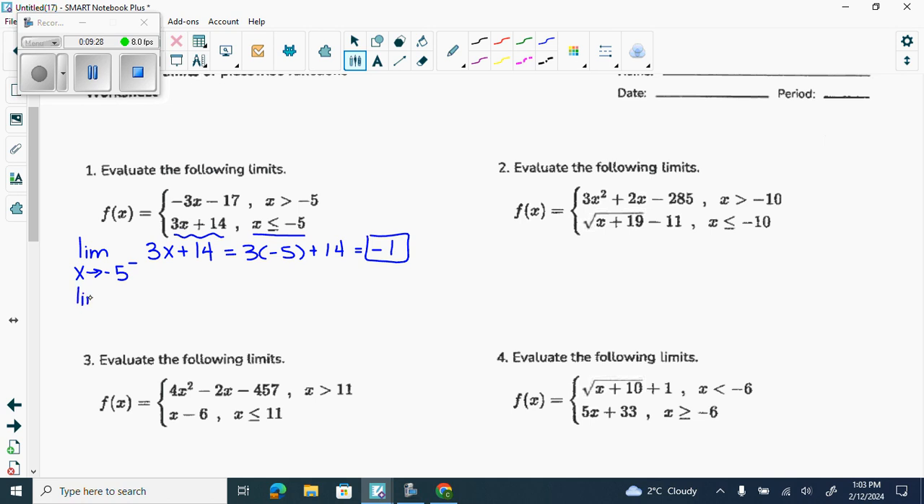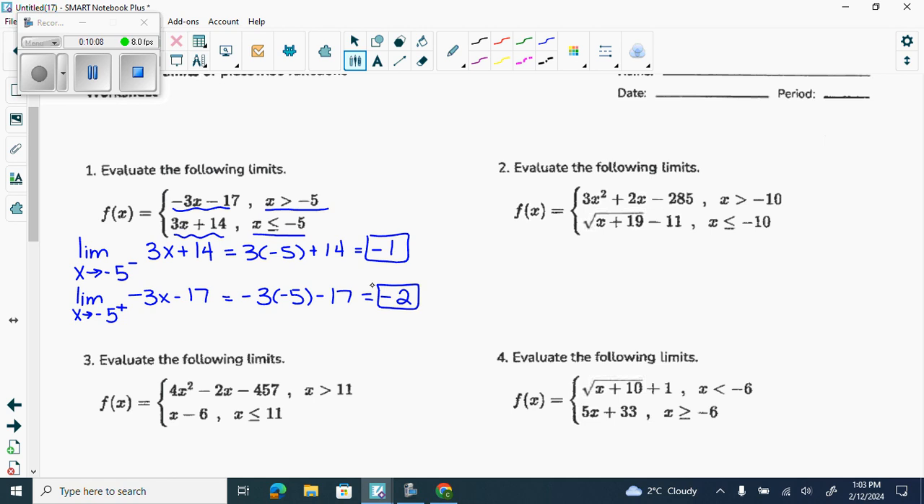Then we have to do the limit as x approaches -5 from the right of this. So right is greater than. So we're going to put -3x minus 17. And so I get -3 times -5 minus 17, which is 15 minus 17, which is -2. The left and the right don't equal the same thing. So first off, this graph is not continuous, right? So from the left, as I'm approaching -5, it's approaching -1. From the right, as I'm approaching -5, it's approaching -2. There's a gap going on here, right?